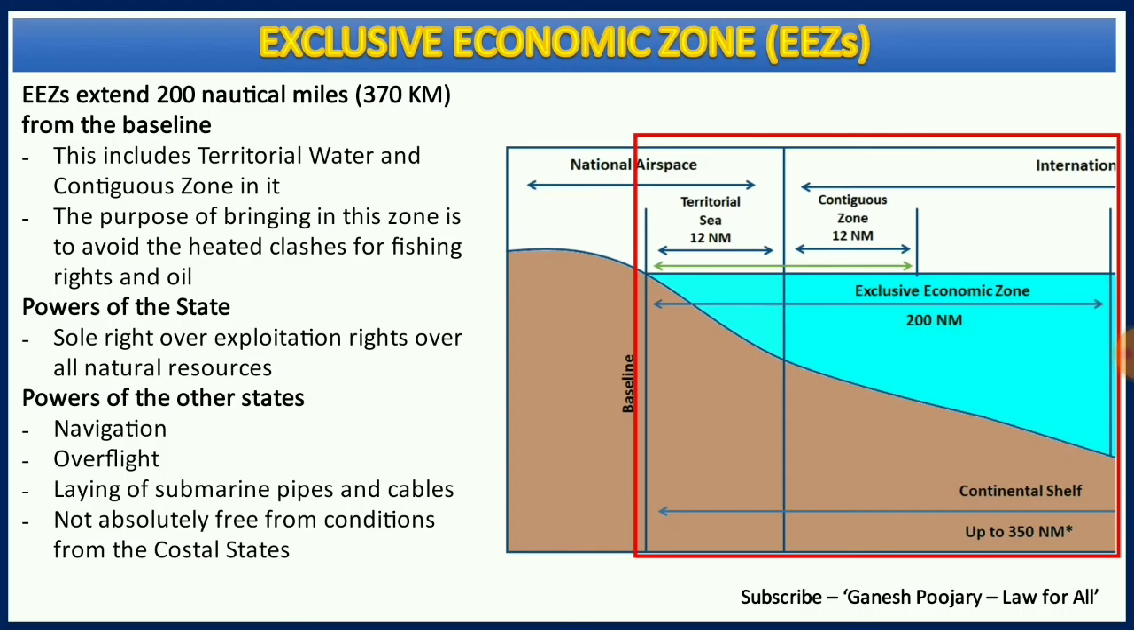It has sole right over exploitation of natural resources belonging in exclusive economic zone, and the other states are also having certain powers, like they have the power of navigation. That means they can pass through this particular area and they can use the space above the exclusive economic zone, excluding the territorial sea, because there the airspace is national airspace, but after that it is called international airspace and anybody can use it for overflight service.